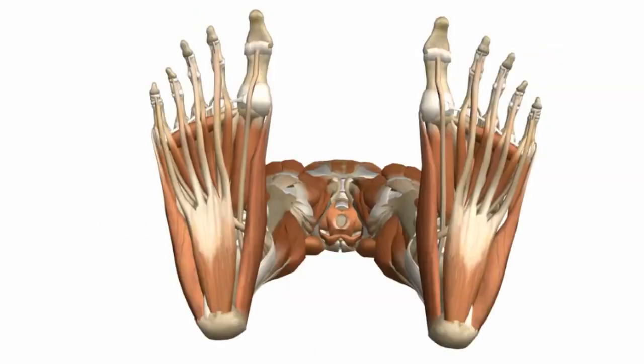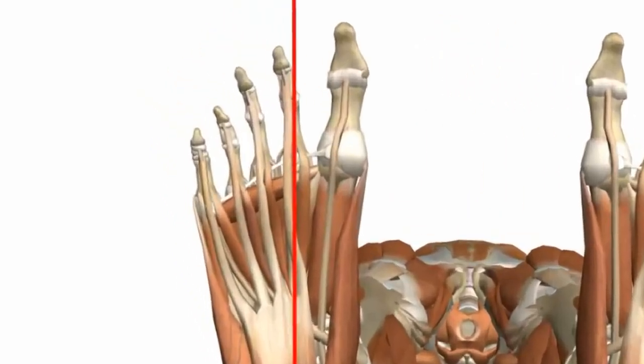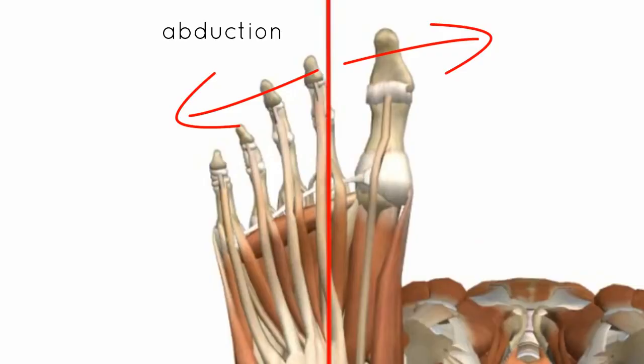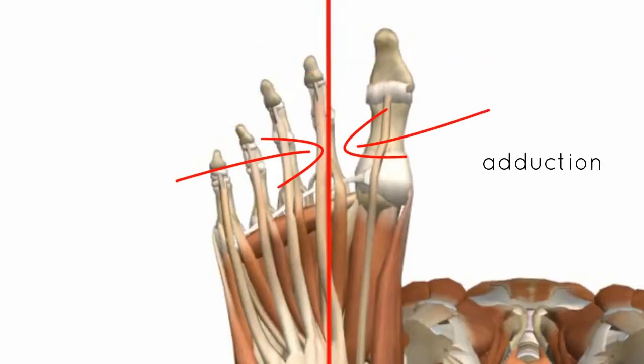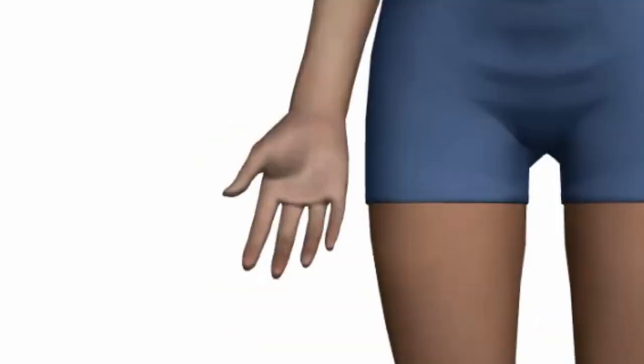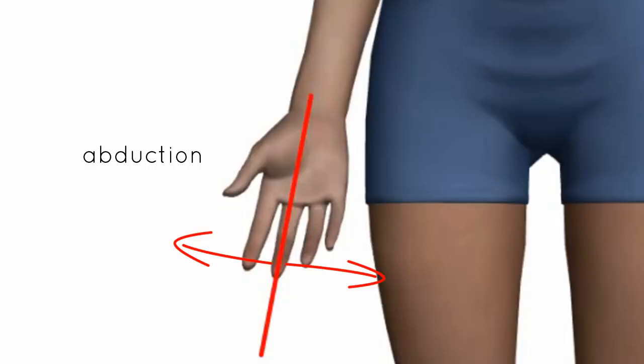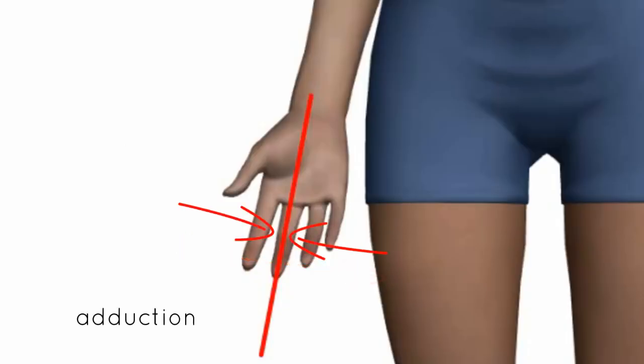So just a quick note about abduction and adduction in the foot. So in the foot, abduction and adduction are defined in relation to a longitudinal axis that runs through the 2nd digit. So abduction is any movement away from this axis, and adduction is any movement towards this axis. This is the same as in the hand. So abduction and adduction are defined relative to a midline that runs through the middle digit. So abduction is movement away from this line, and adduction is movement towards this line.